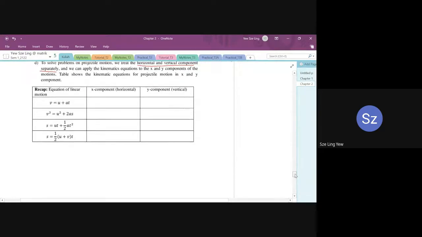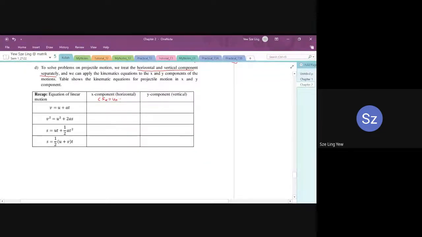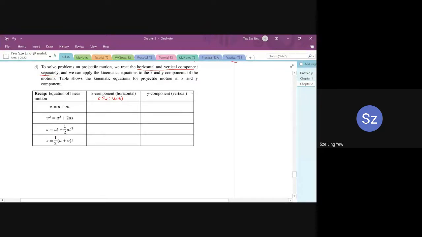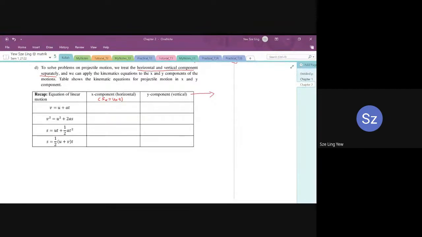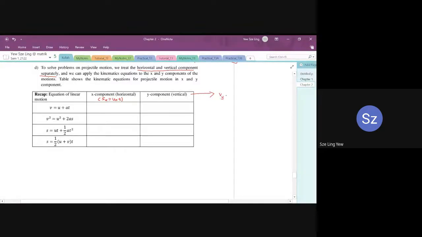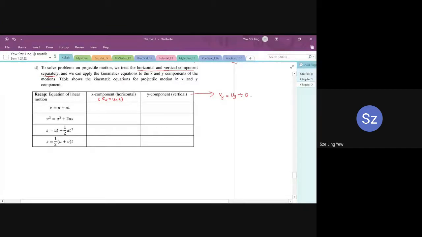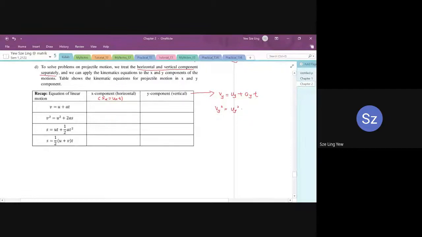So I'm going to give you some additional notes. Actually, I gave you before. For the x component, you have only one equation, which is Sx equals to uxt. Okay, so for the y component, you use these 4 equations. You use Vy equals to uy plus ayt. Vy squared equals to uy squared plus 2ayS.